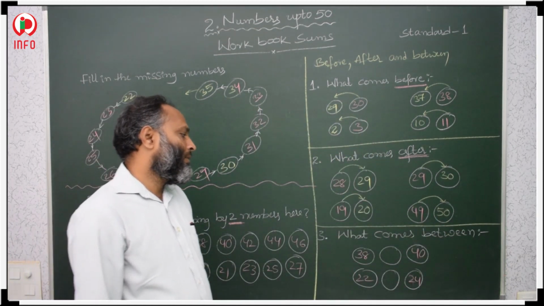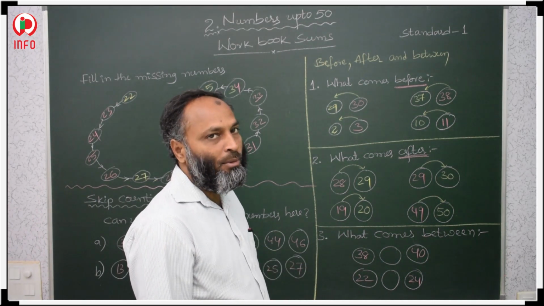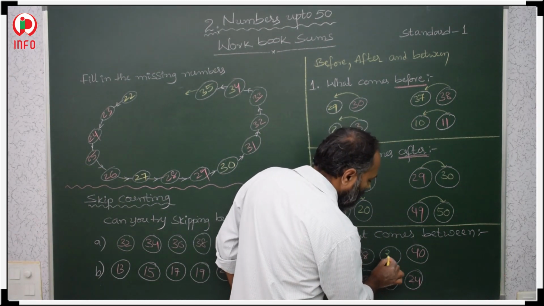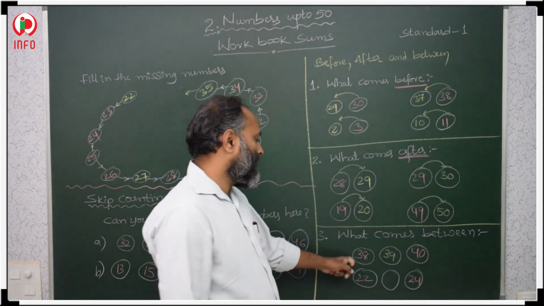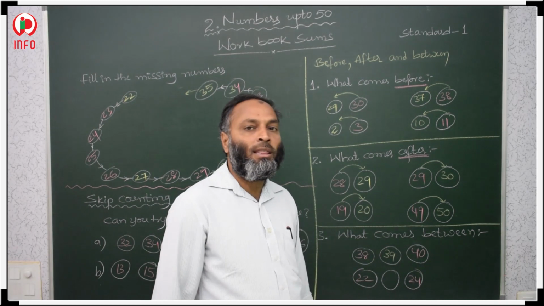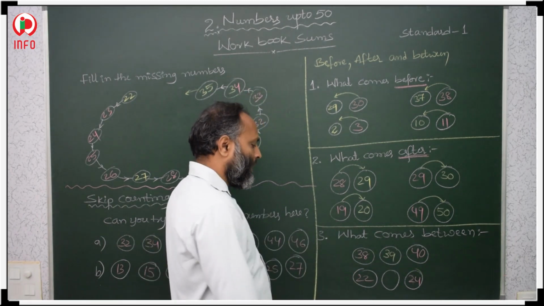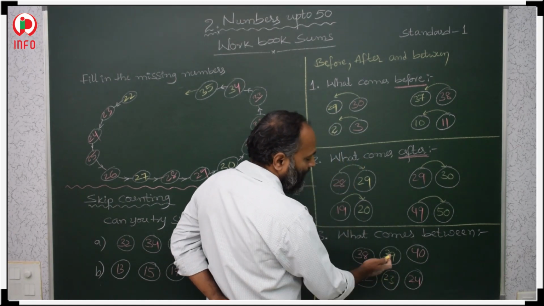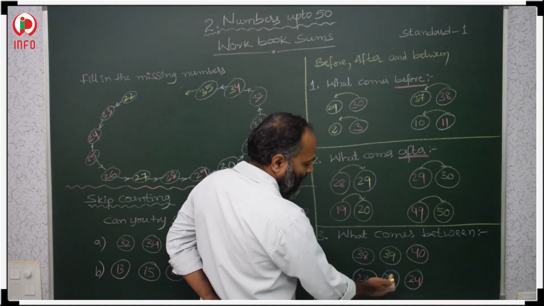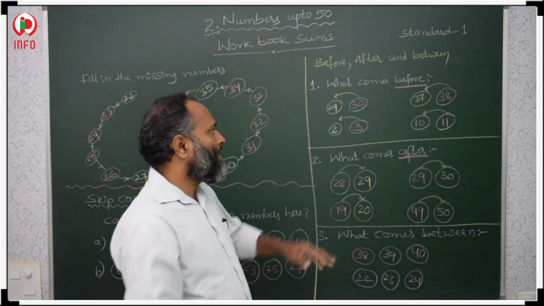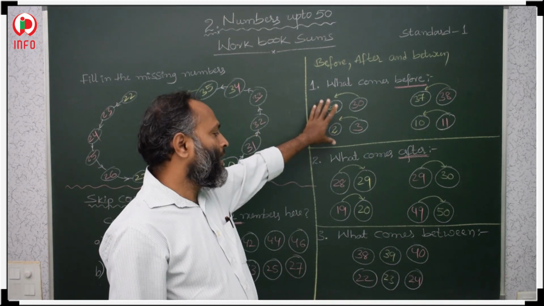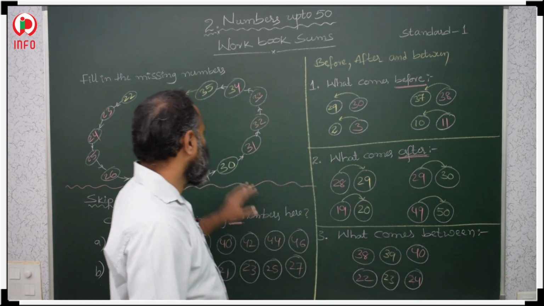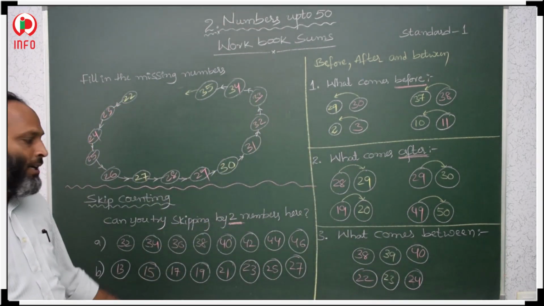Then what comes between numbers means the middle number we have to write. 38, 39, then 40. Between 38 and 40, the between number is 39. Then between 22 and 24 is 23. So these numbers are before numbers, these numbers are after numbers, and these numbers are between numbers. These are missing numbers and skip counting.